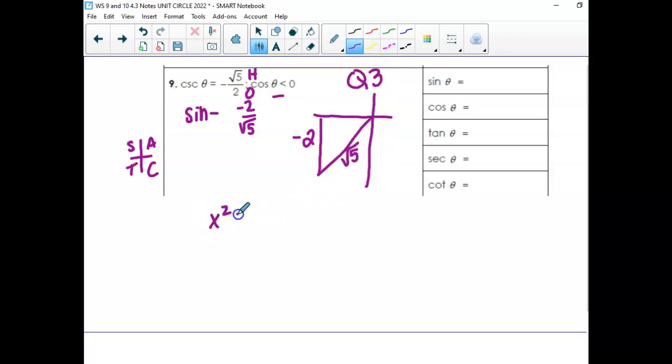So if we do x squared plus the other leg squared equals the hypotenuse squared, we'd have x squared plus 4 equals, what is the square root of 5 squared? Just 5. So if we subtract, don't we just get 1, guys? But it's going left, so we have to put negative 1.